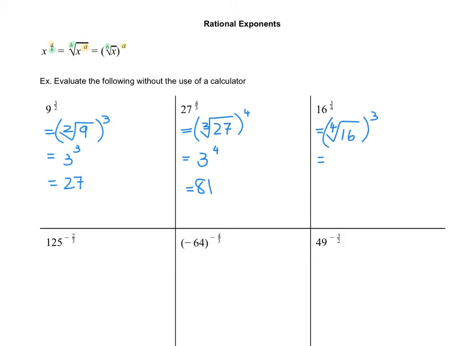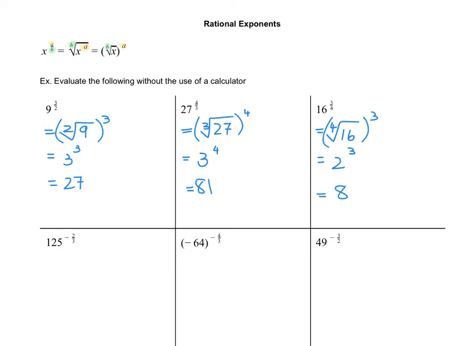First of all, off the top of my head, I don't know what 16 to the power of 3 is, and trying to take the fourth root of a larger number will be more difficult. So we deal with the index and the denominator first to minimize our number and do things more efficiently in our head. So the fourth root of 16 means I want to think about what to the power of 4 gives me 16, and that number is 2. And then I can do 2 to the power of 3, which is 8.